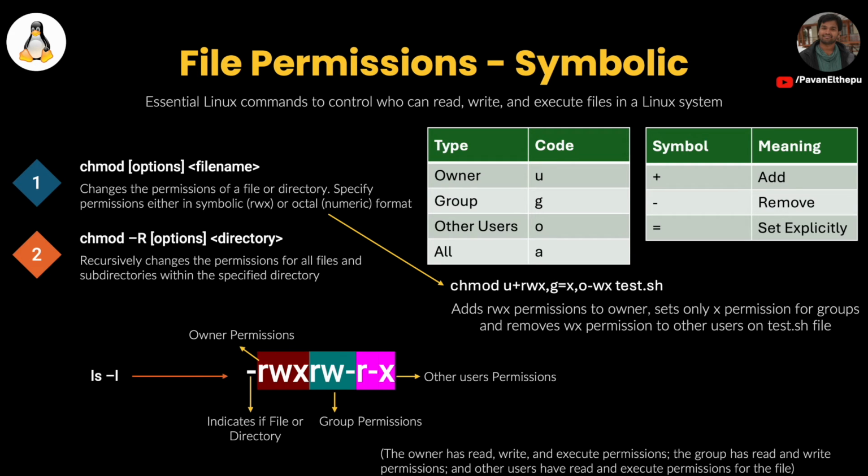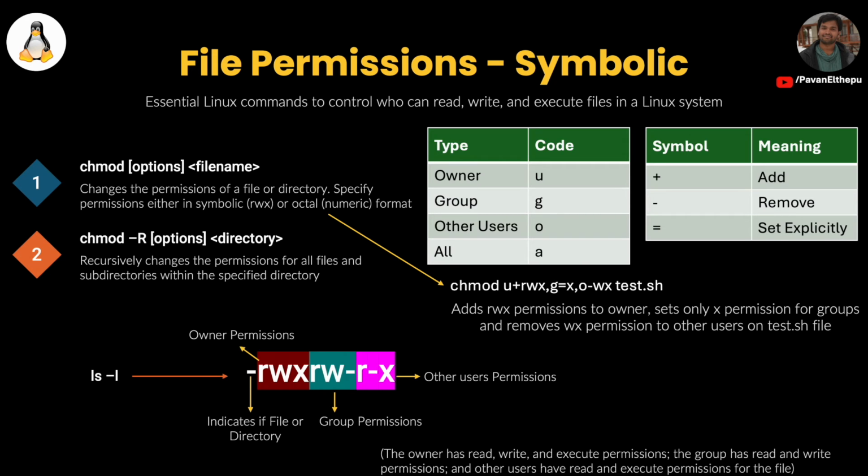And for o, o means other users. For other users, minus means we are removing the existing permissions. So for other users, we are removing the write and execute permissions on this test.sh file. So plus means adding the permissions, minus means removing the permissions, equals means overwriting the permissions. u means owner, g means group, o means others, a means all the users.